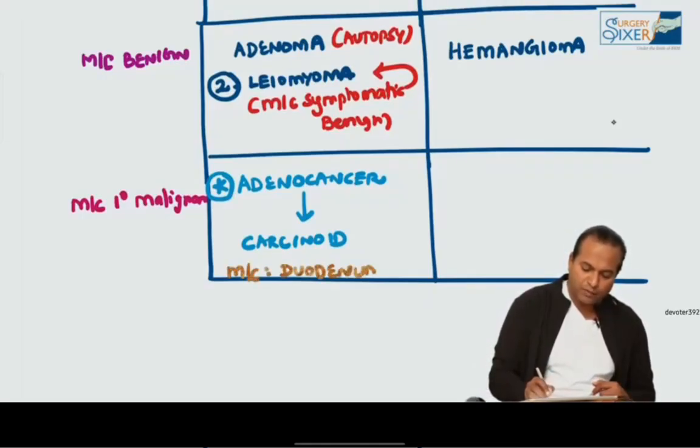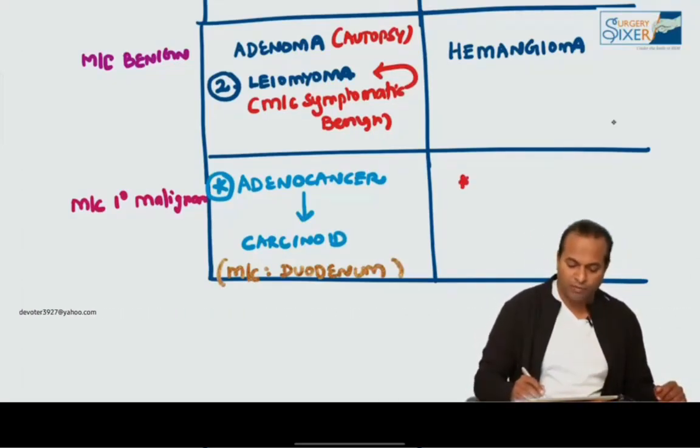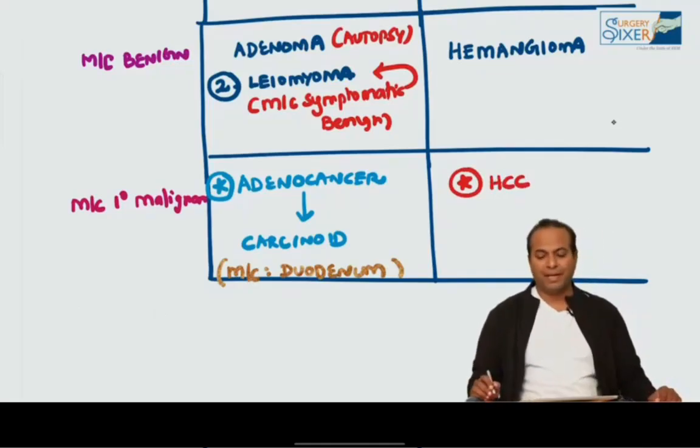So, duodenum is also a part of small bowel. So, the most common site of adenocarcinoma in small bowel is duodenum. And what is the primary malignant tumor of liver? It is a very well known answer. Primary malignant tumor is hepatocellular carcinoma.